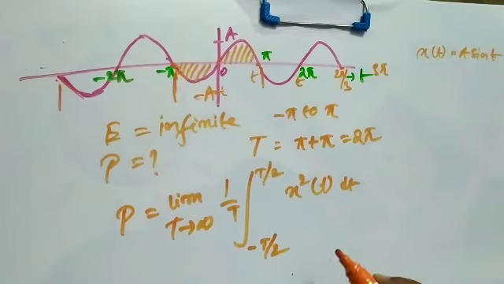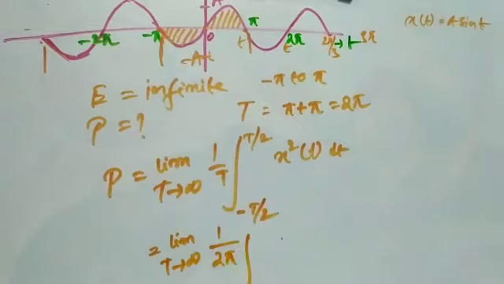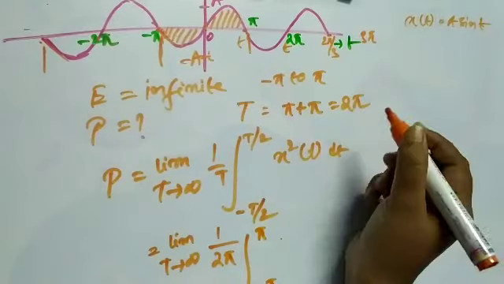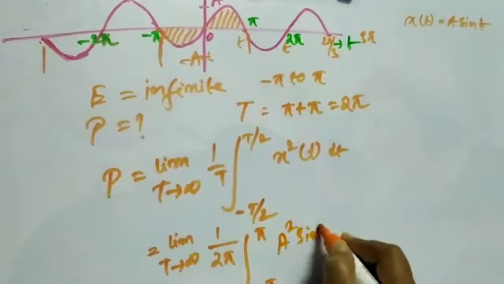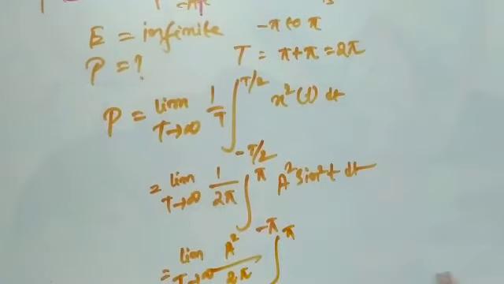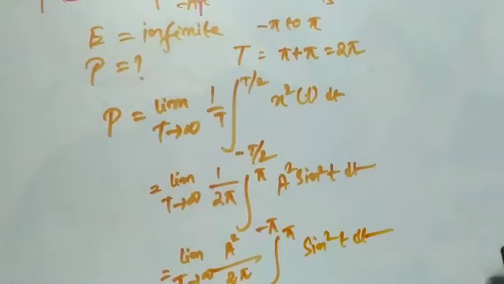Now put the value of T and the expression becomes limit T tends to infinity 1 by 2 pi, where T equals 2 pi. Therefore I write here 2 pi, integral from minus pi to pi, because T by 2, as T is 2 pi, gives pi, and 2 is cancelled. Therefore it is 1 by 2 pi, integral from minus pi to pi, and x(t) is equal to A sine t, therefore A square sine square t dt. Now we take the constant term outside of the integration. So it becomes A square by 2 pi, integral from minus pi to pi of sine square t dt.